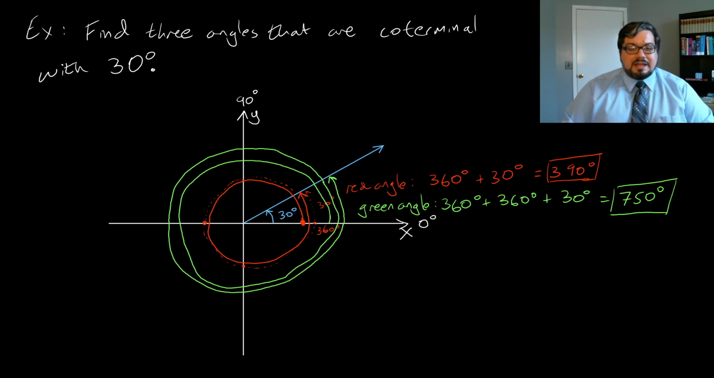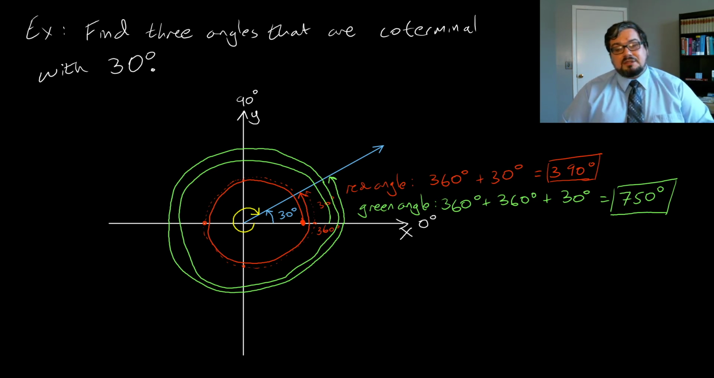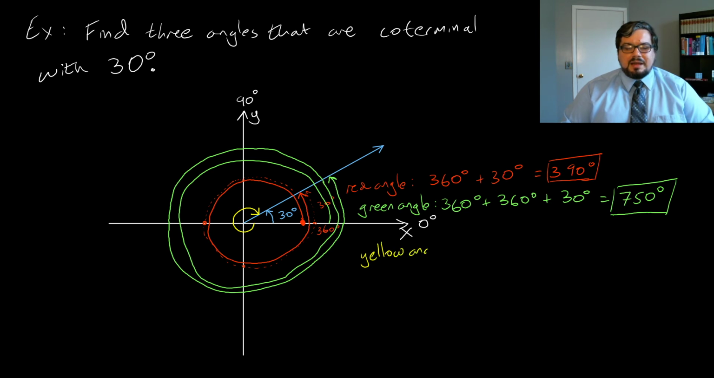The other option we have is to not move in the positive direction, but in the negative. Let's say we moved in the negative direction and we wanted to go around the circle until we got an angle that was coterminal with 30 degrees, with the blue angle. We'd have this yellow angle then, and the question is, what is the yellow angle?